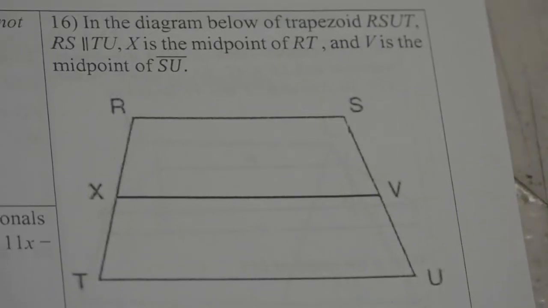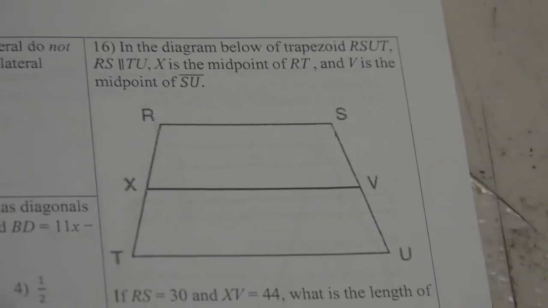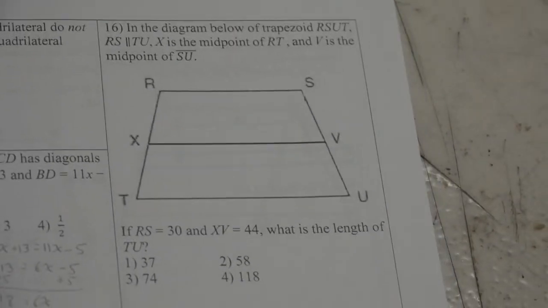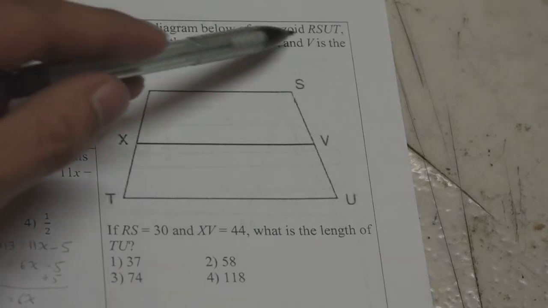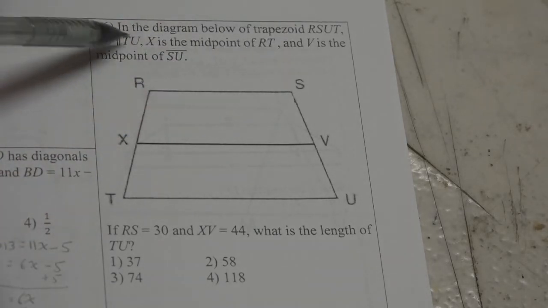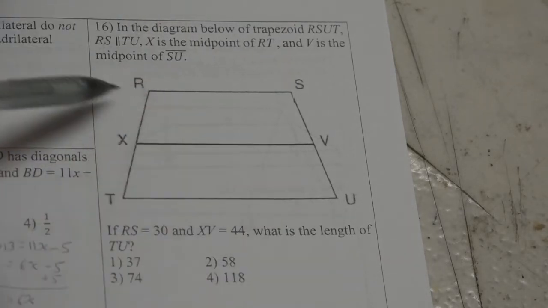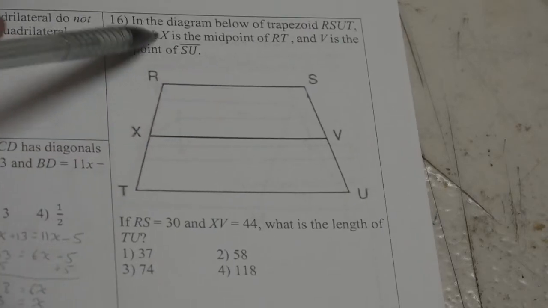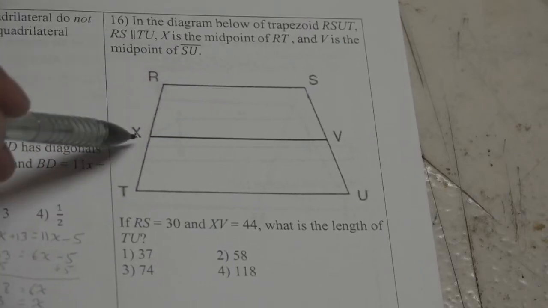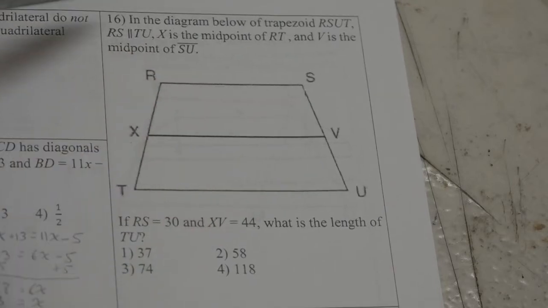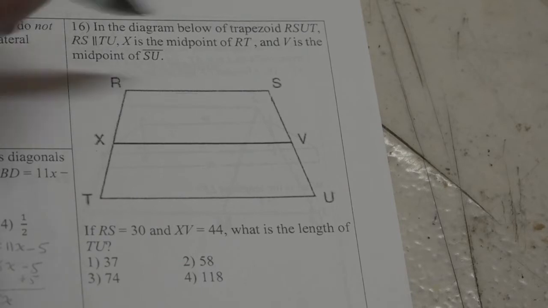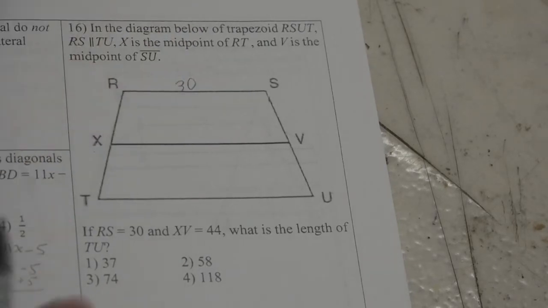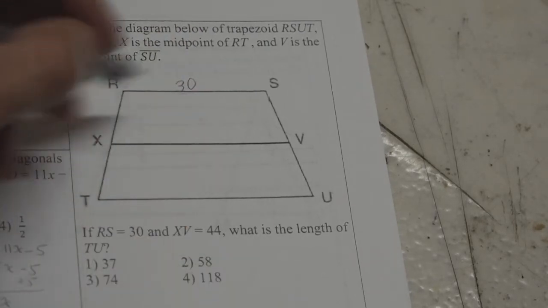The next problem is kind of funny because you have never seen this, and you're about to learn it. It says, in the diagram we have a trapezoid RSUT. RS is parallel to TU. X is the midpoint of RT, and V is the midpoint of that. The question is, if RS is 30, XV is 44.